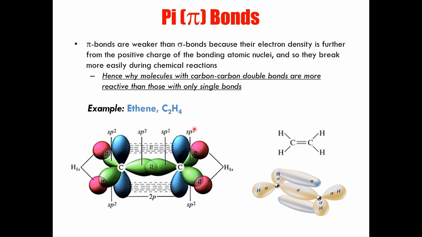So if an element were to come in, it would break the pi bond first, and it would require a second element to come in to break the sigma bond. However, it would require a lot more energy for that second element to break the sigma bond because it's a much stronger bond being held by the positive charge of the two atomic nuclei.